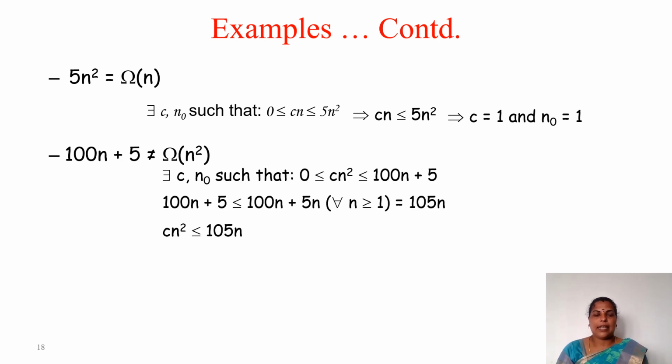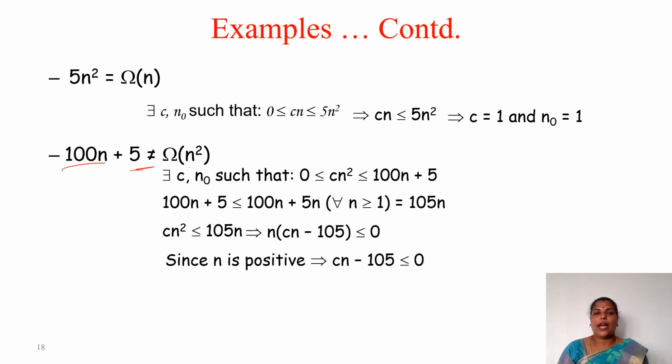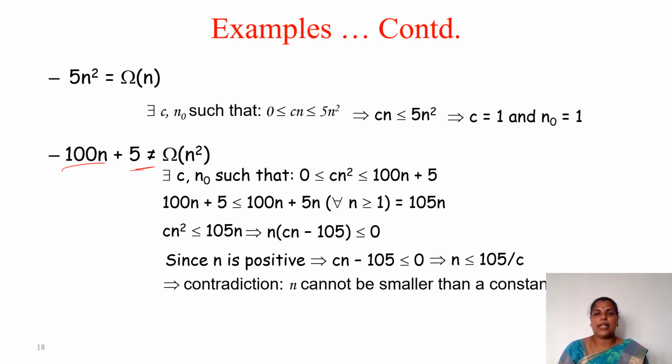I have given some other examples. See here, 100n plus y is not equivalent to omega of n square. The proof is there: n cannot be smaller than a constant. If such a condition exists, at that time we can't say that this is equal to omega of n square. So you must be very careful; just by looking, don't write the answer. You have to work it out and then write the answer, because some contradictory cases are also there.